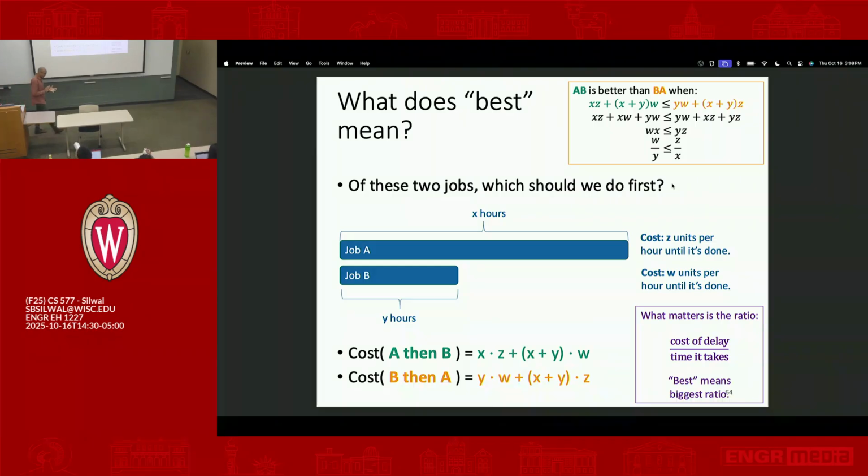So if I know this, what is a natural greedy idea to solve the whole problem? If I know that for 2 jobs I have to arrange them according to this cost per time ratio, how do I do the whole thing? What is the natural extension of this?